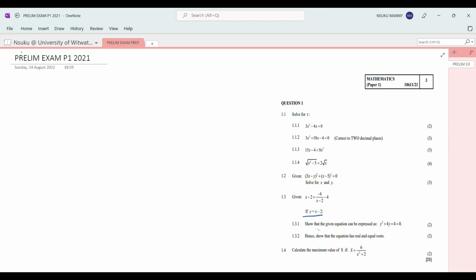So now we're going to solve 1.1.2, where we're given the equation 3x squared plus 10x minus 4 is equal to 0, and we're given a clue in a way. They say correct to 2 decimal places. So every single time you're told to correct to 2 decimal places, what they're telling you is that you can't solve for x by factorizing. So you can't get your value by factorizing.